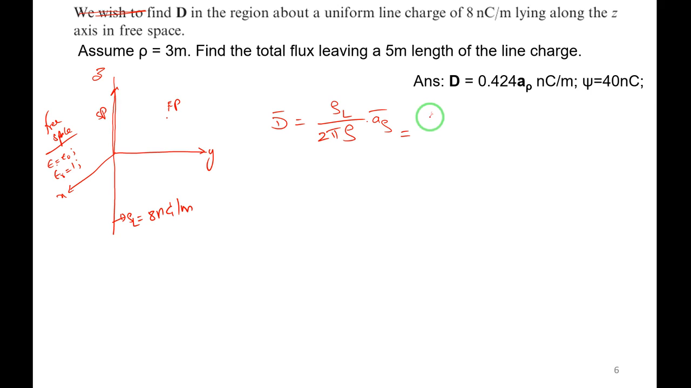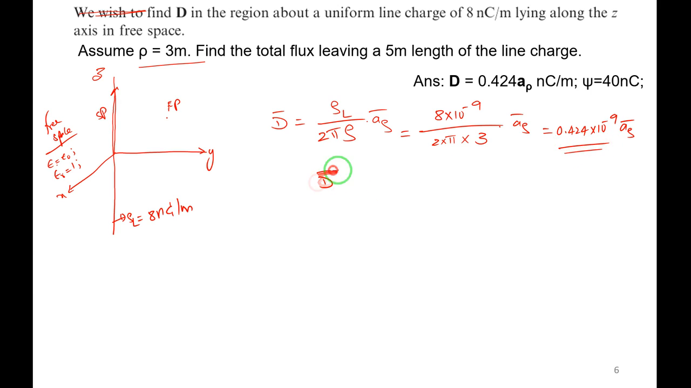So rho L is how much? 8 nano divided by 2 into pi into radius. Assume rho equal to 3 meters, I have given. So it is 3 into a rho, radial direction. So calculate this: 8 exponential minus 9 divided by 2 into pi into 3. So it turns out to be 0.424. What is given, I will write the same thing: 0.424 into 10 power minus 9 a rho.